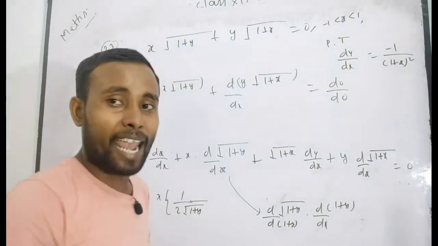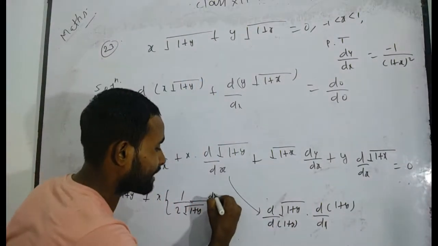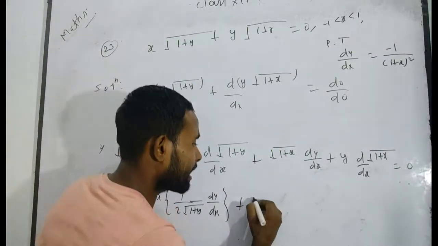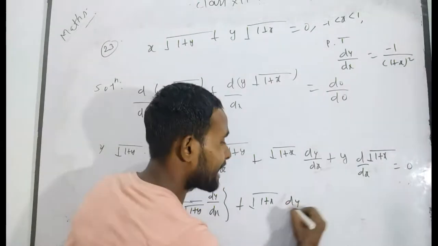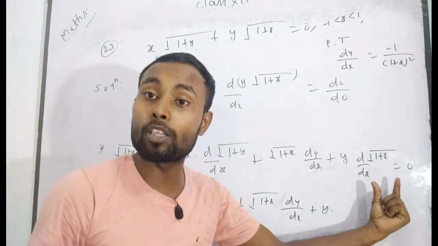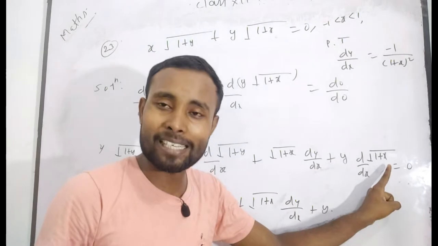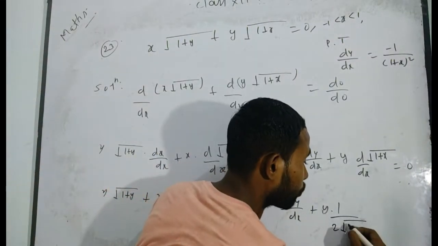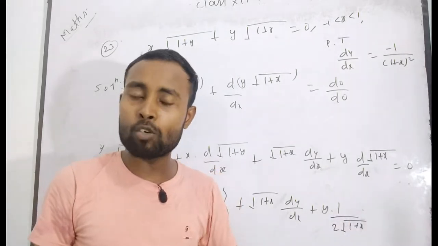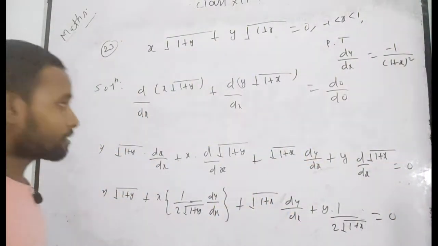And the derivative of 1 plus y, as you know, is in addition form: the derivative of 1 with respect to x will be 0, and the derivative of y with respect to x, simply you have to write dy/dx. Have you understood? Plus, now take, in similar manner, root under 1 plus x times dy/dx, and this term will be y into the derivative of root under 1 plus x. Firstly, if you differentiate, you will get 1 upon 2 root under 1 plus x, and then differentiating 1 plus x with respect to x gives 1, because the derivative of 1 is 0 and the derivative of x with respect to x is 1. That means this is your third step for this question.